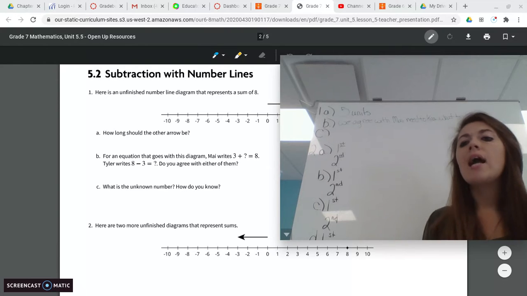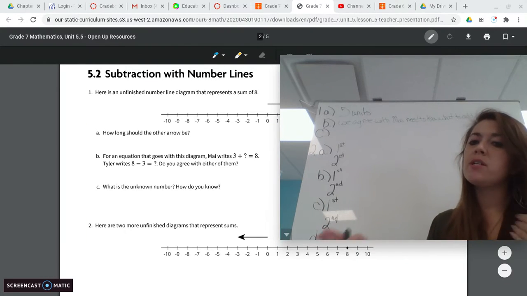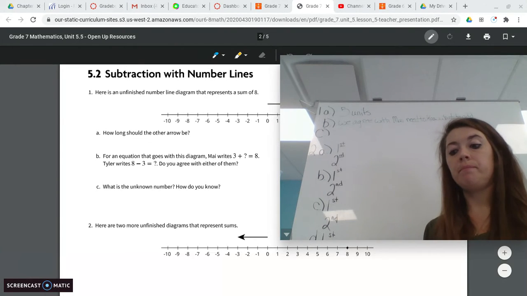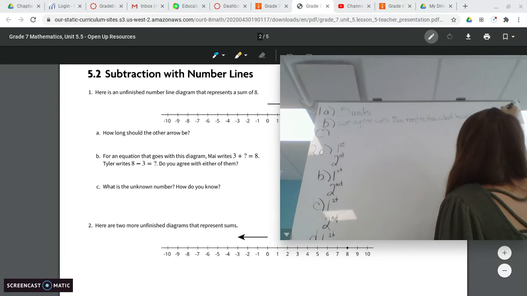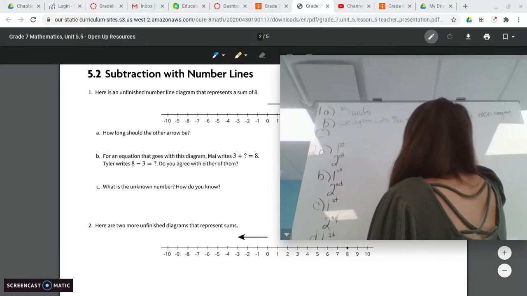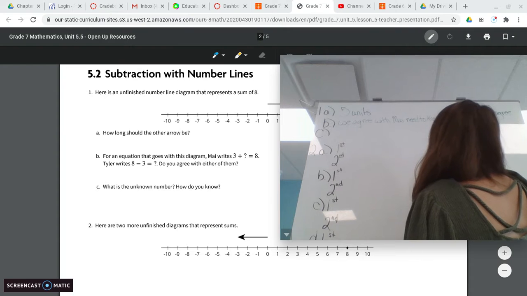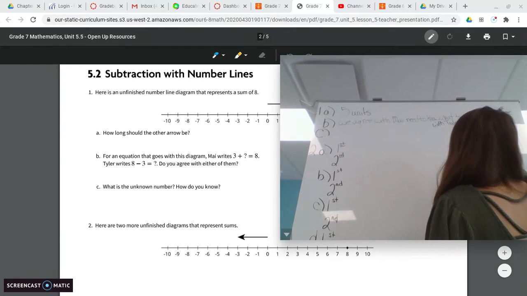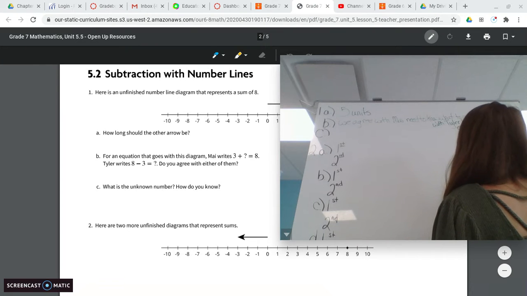But isn't Tyler also correct? We know that 8 is our final answer and we have the 3. So if we subtract those, are we not also going to get 5, the change between them? Yes. So we also agree with Tyler because it's an equivalent equation.